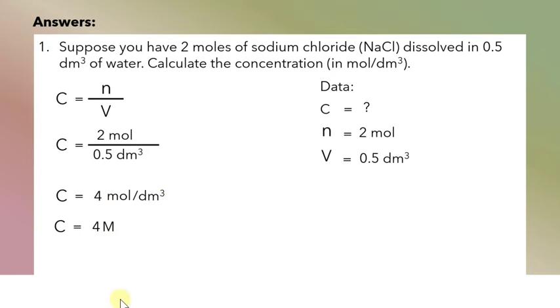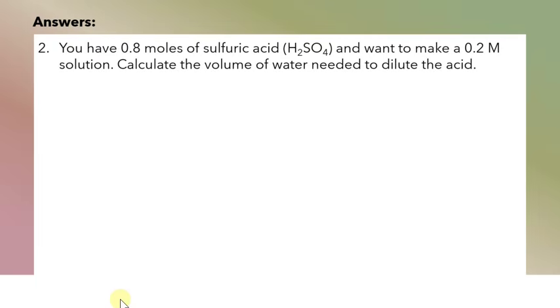Okay, so let's do number 2 here. Number 2, you have 0.8 moles of sulfuric acid and want to make 0.2 molarity solution. That is concentration now. Calculate the volume of water needed to dilute the acid. So we'll just say concentration, the formula is number of moles over volume. Data given is concentration is 0.2 molar. Then number of moles is 0.8 moles.